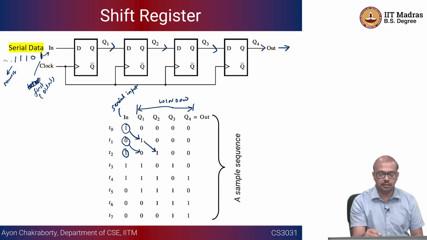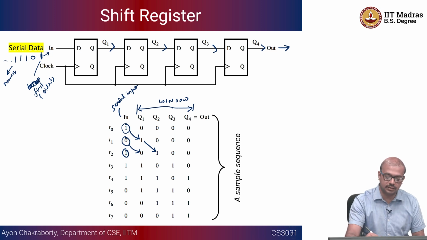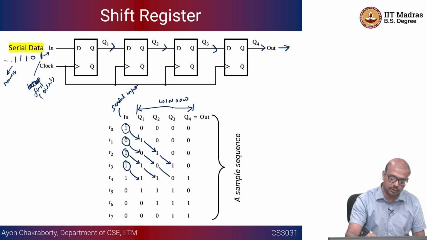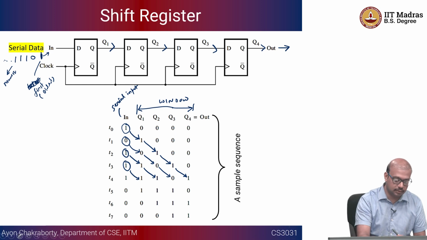So they are coming like this. So here also, as you can see, at every clock pulse, these are getting shifted. One came here, and next clock pulse, one is going to come here. This one is going to go here. 0 is going to go here. 1 is going to go here. After this, this 1 is going to get lost, right?